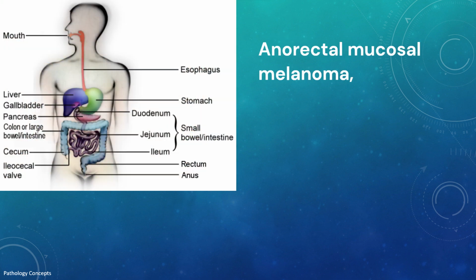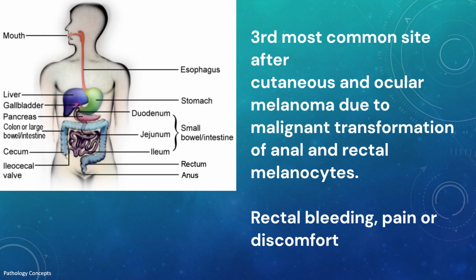Most common type of GI melanoma is anorectal mucosal melanoma. It is the third most common site after cutaneous and ocular melanoma due to malignant transformation of anal and rectal melanocytes. It causes rectal bleeding, pain or discomfort.